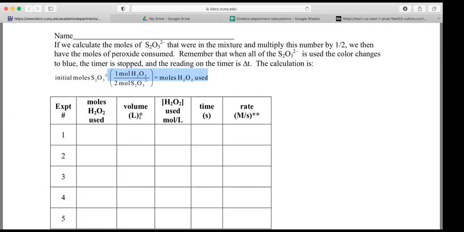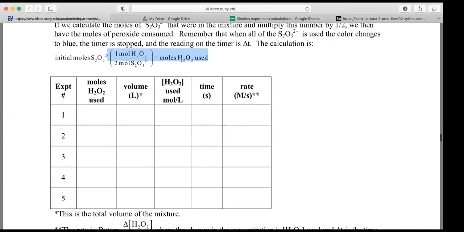So now, when we come back over to table 3, let me actually show you. I'm not going to do the calculation here. I'm just going to discuss it with you. With this one right here, the initial moles of H2O2 is just going to be 1/2 times the initial moles of thiosulfate from table 2. So that's going to give you those numbers. Again, we did the volume in the previous one. That's 0.5 liters.